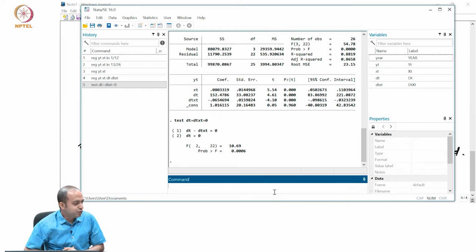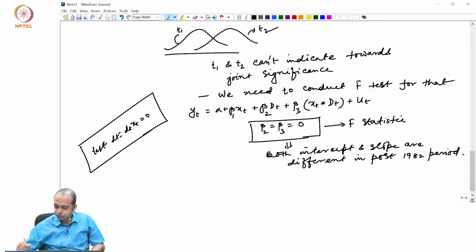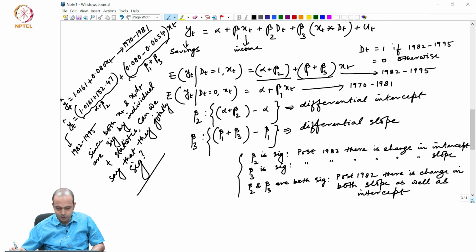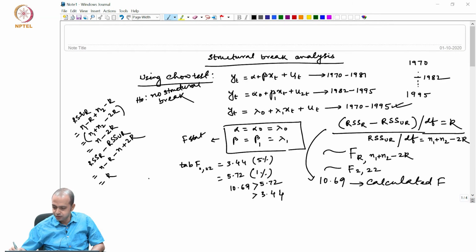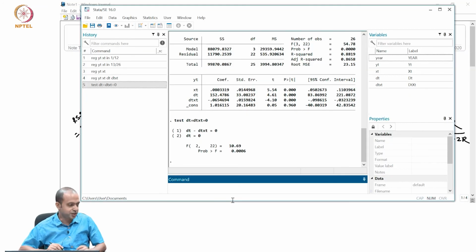This is how. Now, look at what is your F statistic. The F statistic is 10.69, which is exactly matching with the F statistic that we have calculated in the context of the Chow test. If you go back, you can easily verify that. Look at this, 10.69 was the value. Same value Stata is also reporting. Stata is also reporting the same value using the test command.